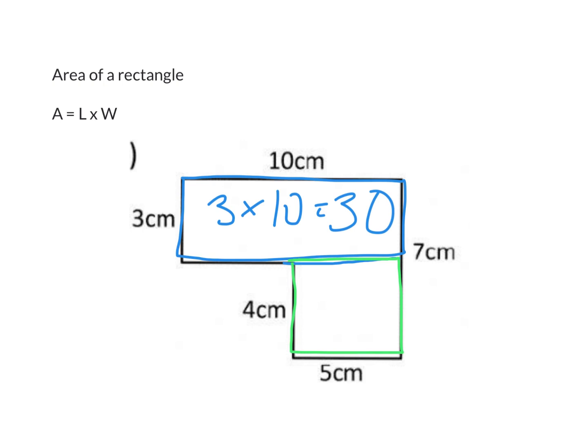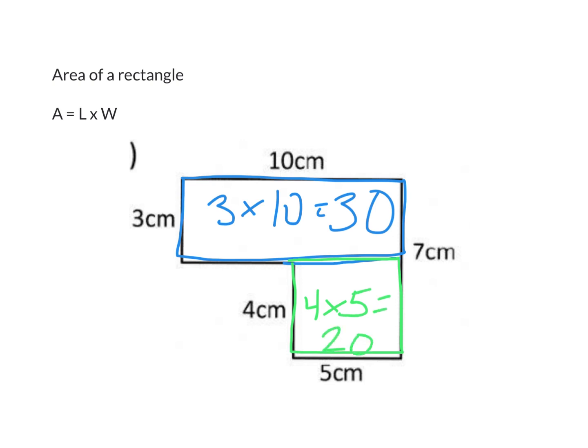Now I want you to pause the video again and look at the green rectangle. What do you think are the dimensions of those sides for us to find the area? Make sure you've paused the video to think. So again, if we look, we have a 4, a 5, and a 7. And again, the 7 stretches blue and green, so we cannot use that. So I'm going to do 4 times 5 equals 20.